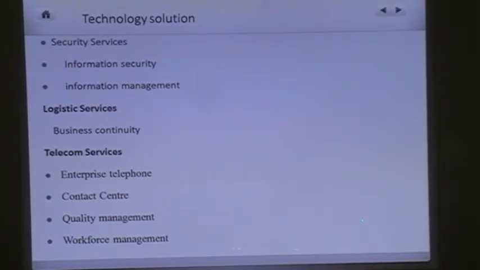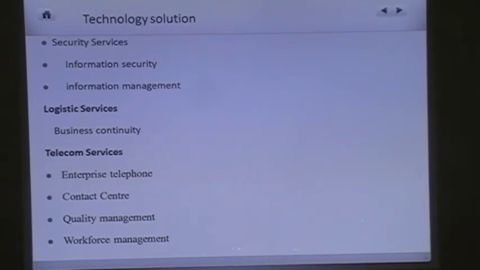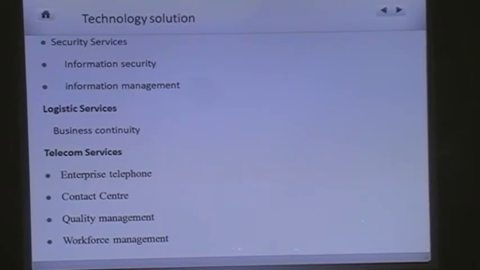So the technology and telecom solutions that you will need is a telephone system. You will need to have workflow management. You will need probably things like quality assurance, and some of these things will actually fall within different heads, but have been listed here to make you understand what the solution incorporates.